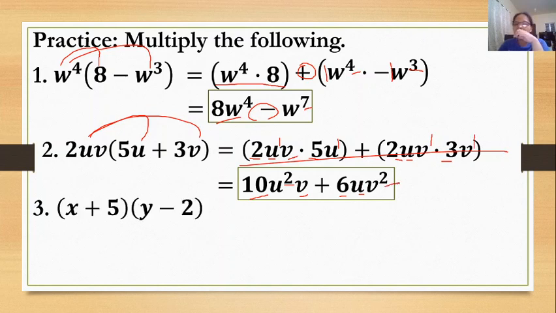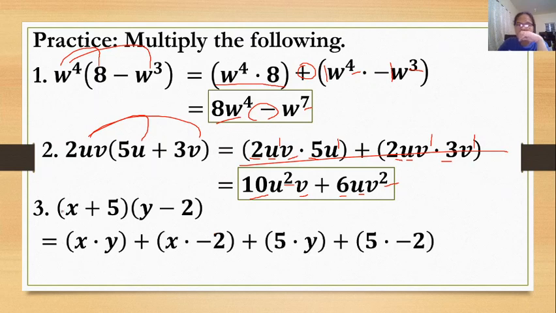So that's the product. And the binomial x plus 5 and y minus 2, what's the product of the two? So by FOIL method, first terms, product of the first terms, x and y. Product of the outer terms, x and negative 2. Product of the inner terms, 5 and y. And product of the last terms, 5 and negative 2.